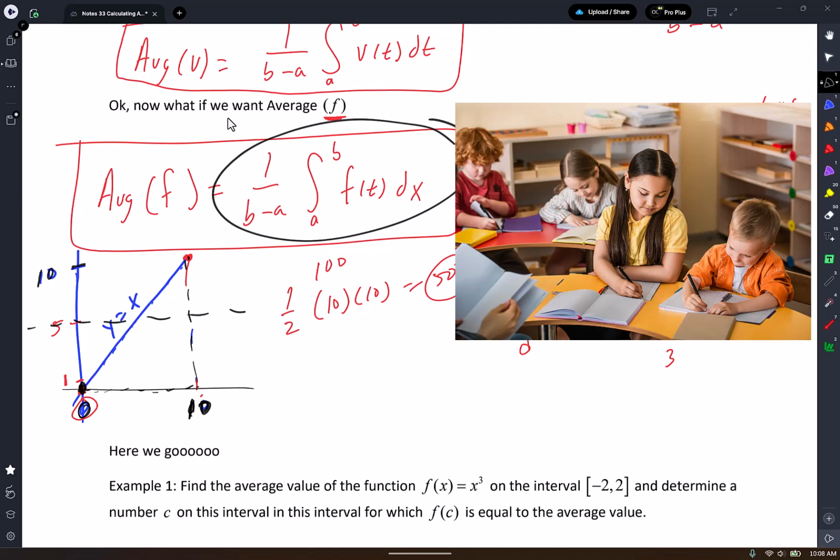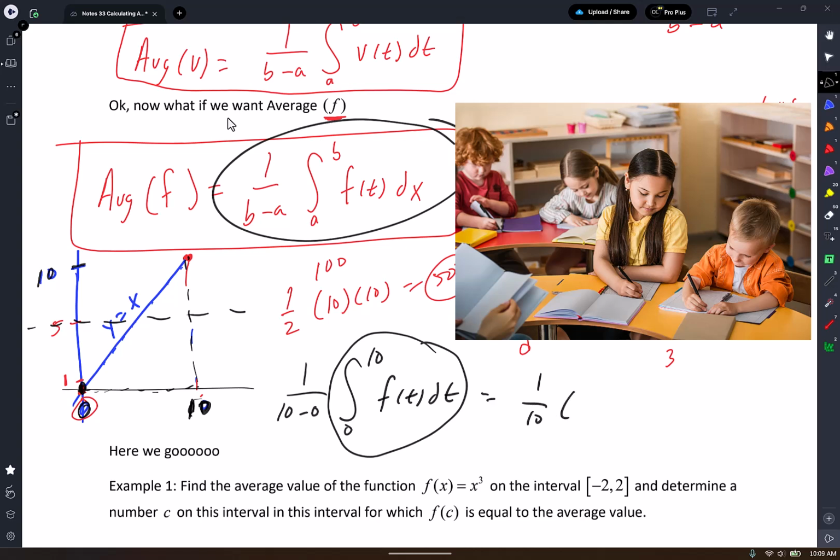Now, that's your intuition. Now let's do it mathematically. You see this formula here that says average of f is 1 over b minus a? So I go 1 over 10 minus 0, integral from 0 to 10 of f of t dt. You see this that I'm circling? That's just the area of that triangle. 10 times 10 is 100, divided by 2 is 50, so this is just 50. So I have 1/10 times 50.